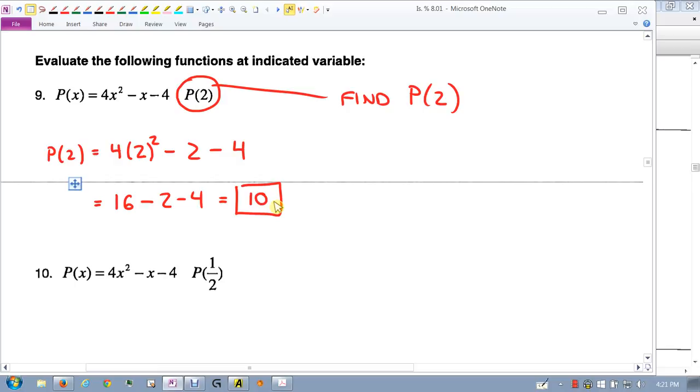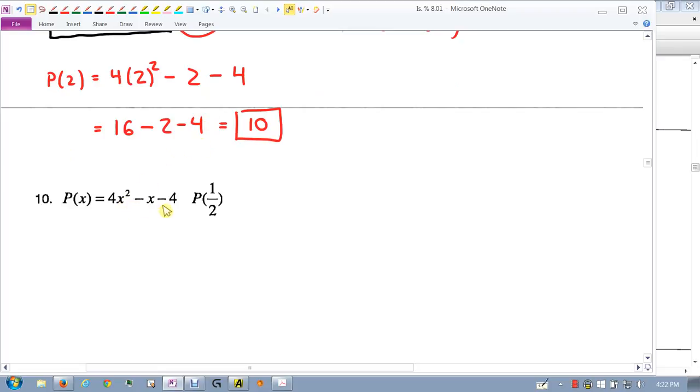Oh yeah, no. This is the function. This is what they wanted you to find right here. Find that. Same thing on this one. They give you the function, and then they want you to find P of 1/2. That means I'm going to replace every x with 1/2. 4 times, I'm going to use parentheses, 1/2 squared minus 1/2 minus 4.